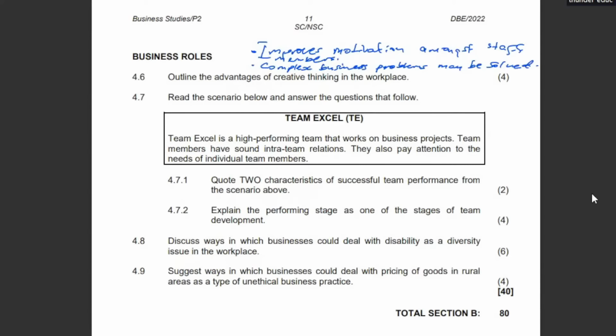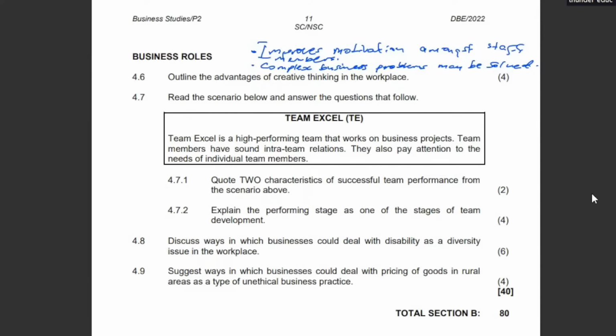Right. So now let's move on to 4.7. It reads as follows. Read the scenario below and answer the questions that follow. Team Excel. Team Excel is a high-performing team that works on business projects. Team members have sound intra-team relations. They also pay attention to the needs of individual team members. So 4.7.1 reads as follows. Quote two characteristics of a successful team performance from the scenario.